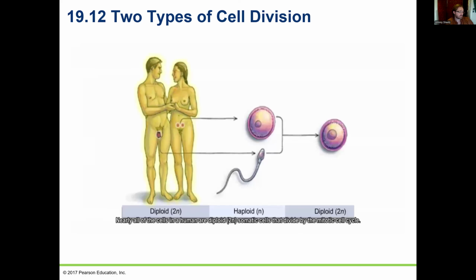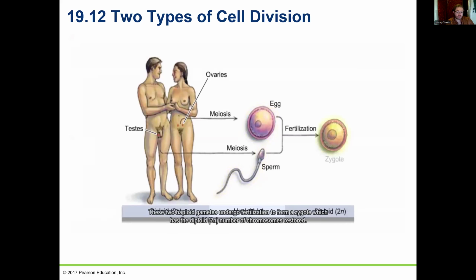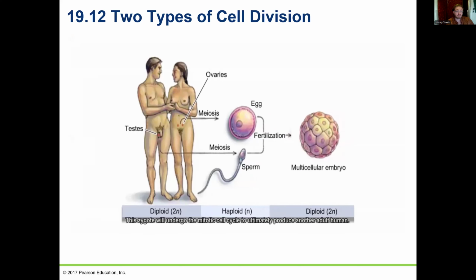Nearly all of the cells in a human are diploid somatic cells that divide by the mitotic cell cycle. The diploid cells of the ovaries and testes, however, undergo a special cell division process called meiosis, which results in the formation of haploid gametes, eggs in females, sperm in males. These two haploid gametes undergo fertilization to form a zygote, which has the diploid number of chromosomes restored. This zygote will undergo the mitotic cell cycle to ultimately produce another adult human.